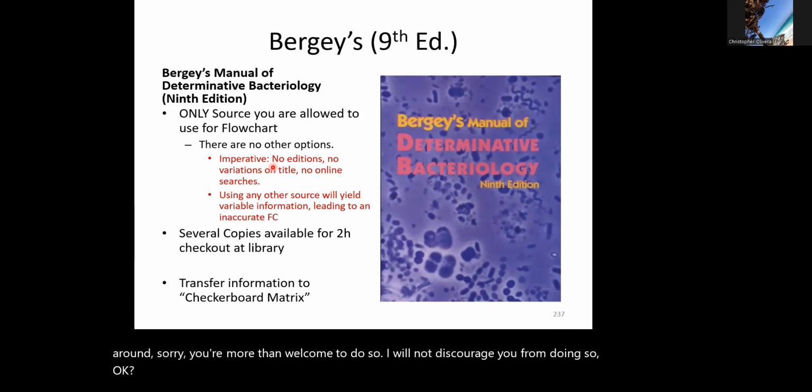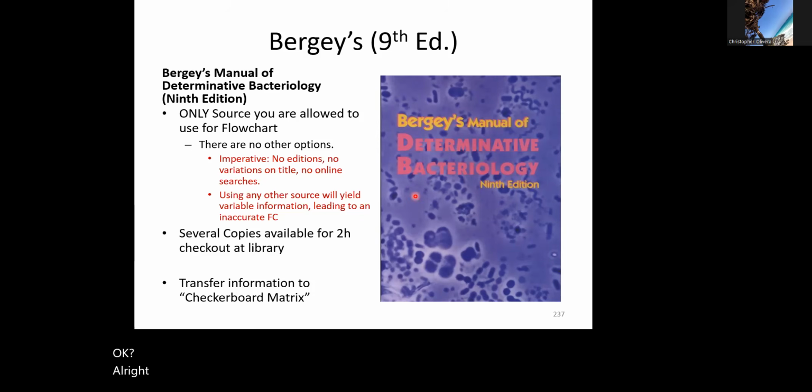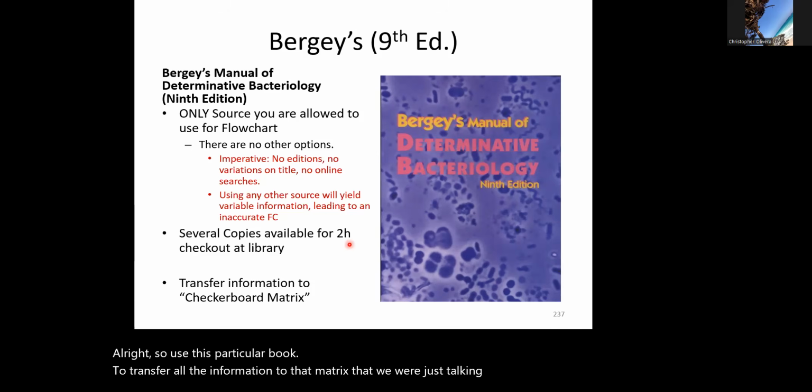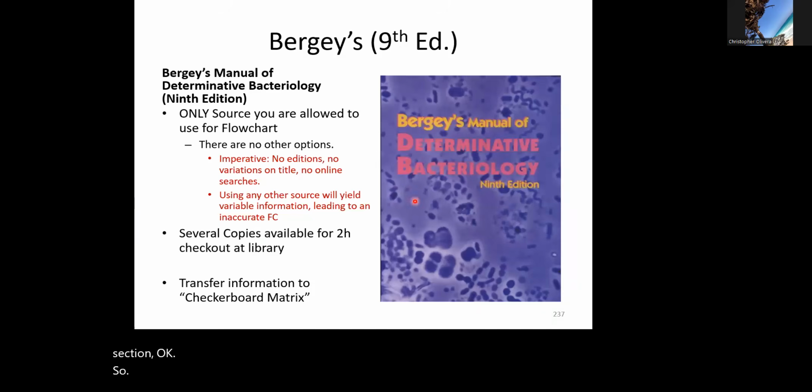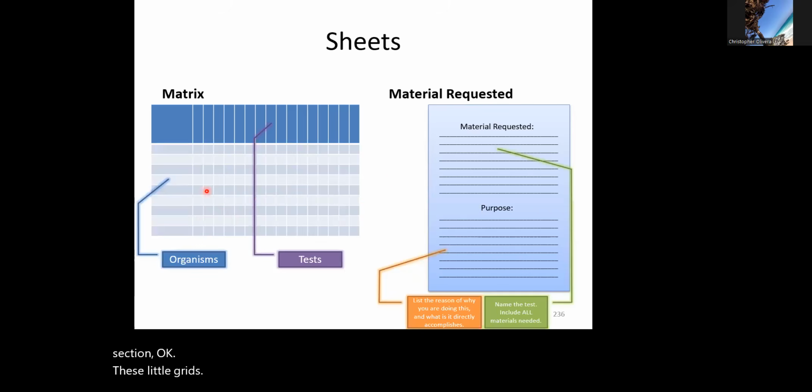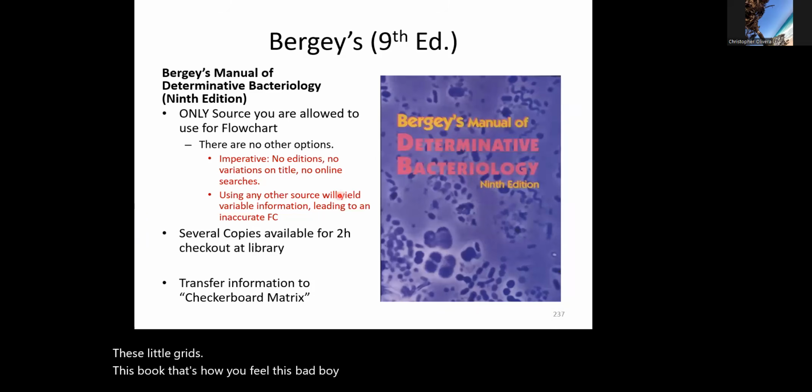All right, so use this particular book to transfer all that information to that matrix that we were just talking about in the previous section, okay? So these little grids, this book, that's how you fill this bad boy out. That's the plan, okay? That's all we have over here.